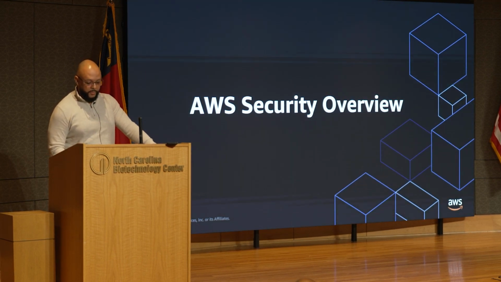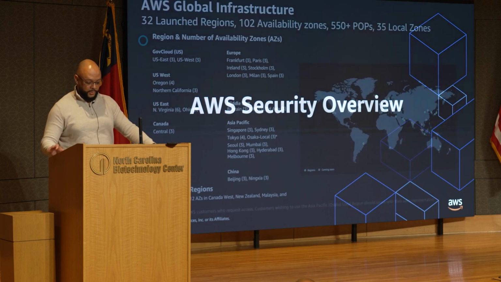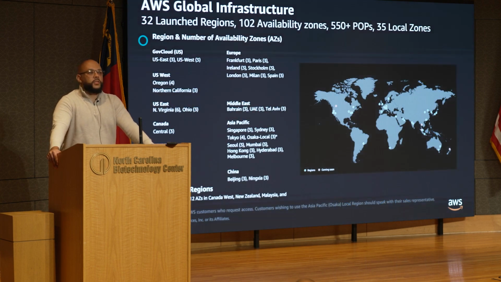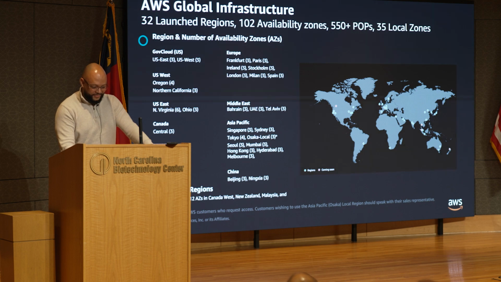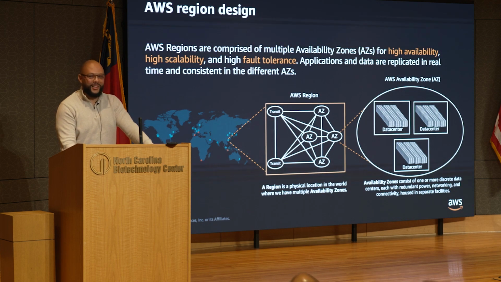So we'll start with the high-level overview of AWS. So the AWS global infrastructure: 32 regions. I think it's actually another one just launched in Western Canada, I believe last week or 2 weeks ago. 102 availability zones, 550 points of presence, and 35 local zones. Most people ignore all this and they just go to US East 1. That's our largest region. A lot of US East 1 fans in the house, I see.